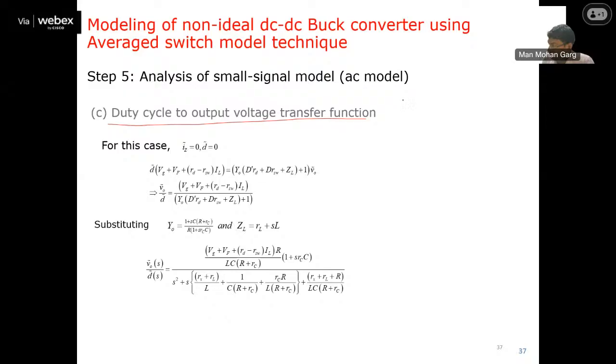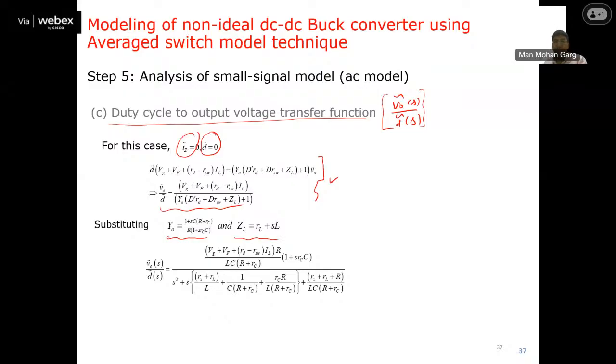So this is V naught of S upon D of S. It means how the variation of duty cycle affects the output voltage. That is studied in this. For that purpose, we put this IZ and D perturbation to be 0. And if you substitute these values here, then we get this transfer function. After that, you substitute this Y naught equal to 1 plus SC, R plus RC, and this upon R into 1 plus SRC, likewise. And this ZL.